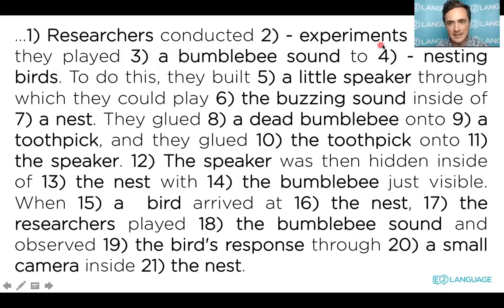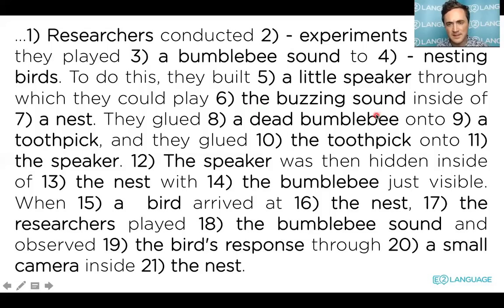Researchers conducted experiments. Why no article? Because it's plural and it's the first time we mention it. Researchers conducted experiments in which they played a bumblebee sound. Why a sound? Because this is singular and it's the first time we mentioned it. They played a bumblebee sound to nesting birds. Why no article? Because it's the first time we mention the birds and it's plural. To do this, they built a little speaker. It's the first time we mention the speaker, we use this article, through which they could play the buzzing sound.